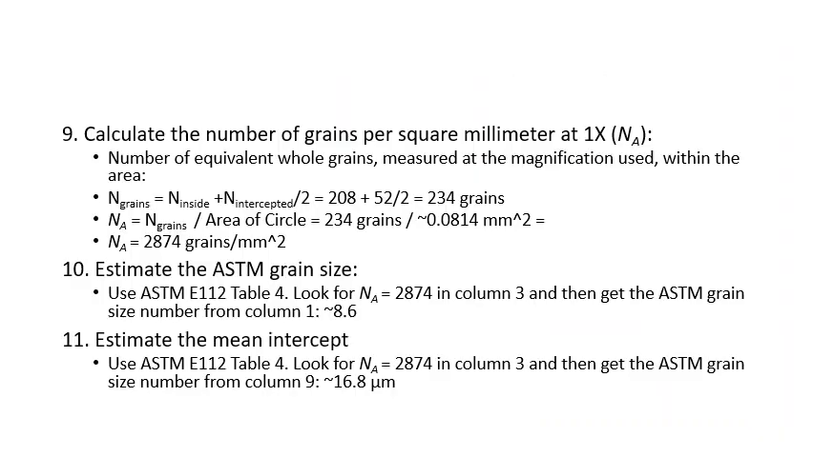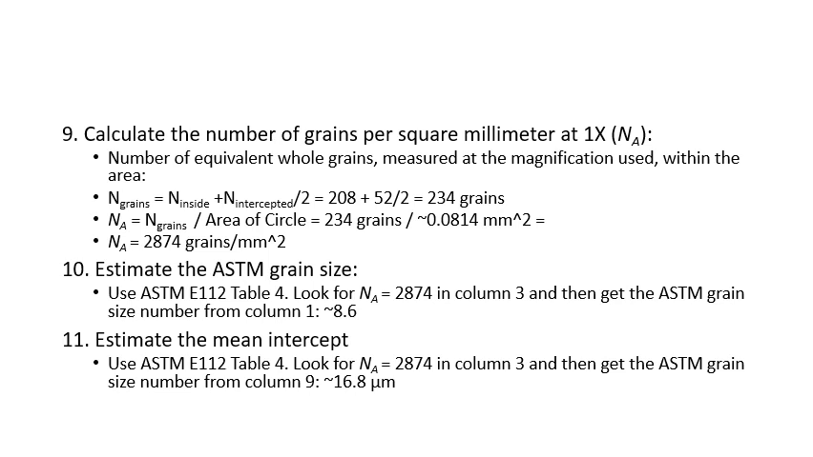Now we need to calculate the number of grains per square millimeter at 1x, our N sub A, and that's the number of equivalent whole grains measured at the magnification used within the area. So the number of grains, again, going back to our formula, equals the number of grains wholly inside plus half of all the intercepted grains. So N intercepted divided by 2. So that was 208 fully contained grains plus half of the 52 grains around the grain boundary. So that equals 234 grains.